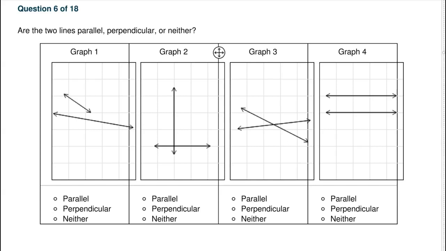Alright, we're going to look at the first one. Two lines that are definitely going to cross each other. I'm looking at graph 1. They cross each other, but it doesn't look like 90 degrees, so that will be neither. Okay, graph 2, they cross each other and make a square, a right angle, so that will be perpendicular. This one, they cross each other, but not at 90 degrees, so that will be neither. And the last one, graph 4, is parallel because they go side by side and they never cross each other. Again, this practice just focuses on whether they are parallel or perpendicular. If they're neither one of those, then you choose neither.